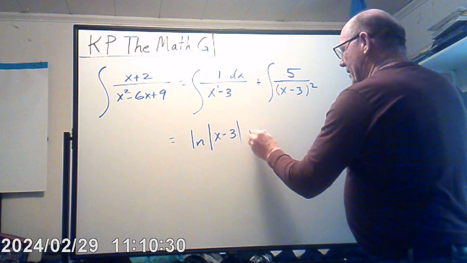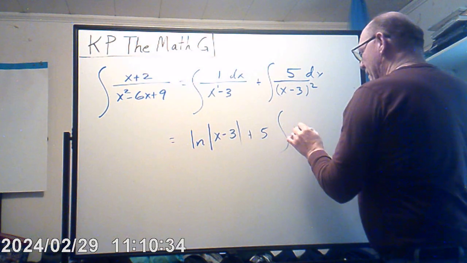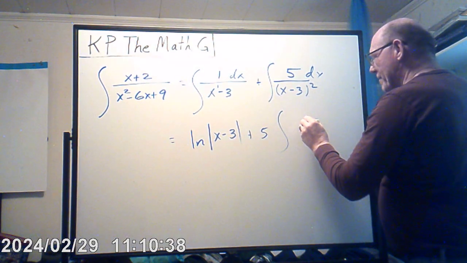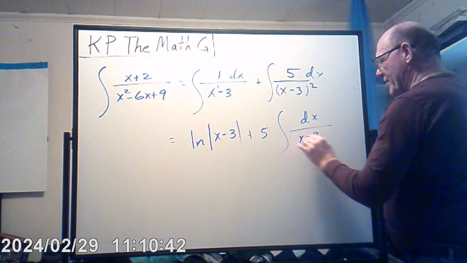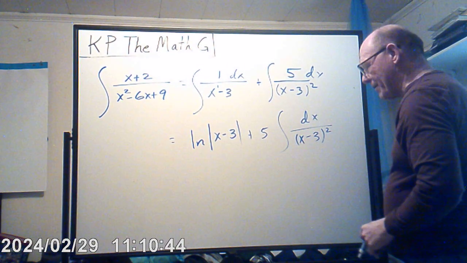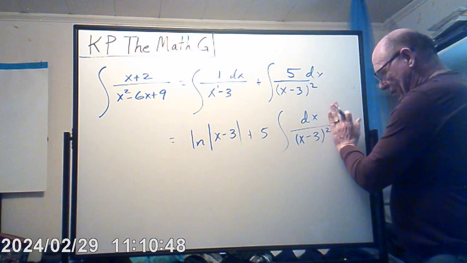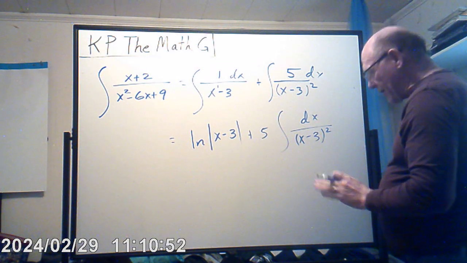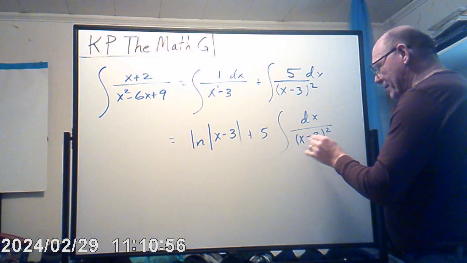Now plus 5, and I'm integrating, oh, I need my dx here. Now this is not an ln because this is squared. So dx over x minus 3 squared. It's different because if this square was gone, then I'd have ln on this one as well. Well, I don't. So let's figure out what we can do here.